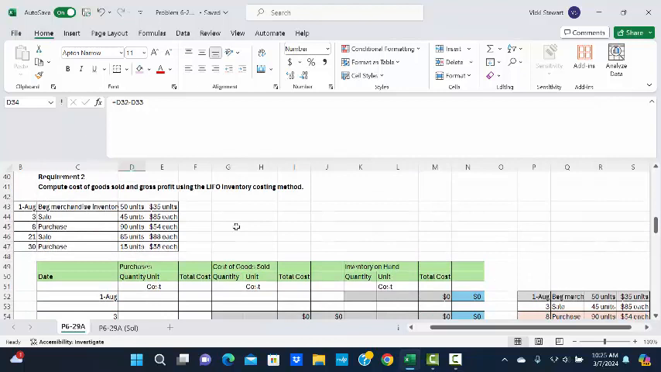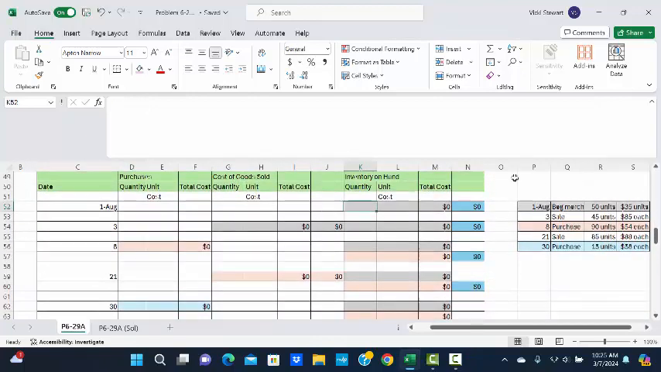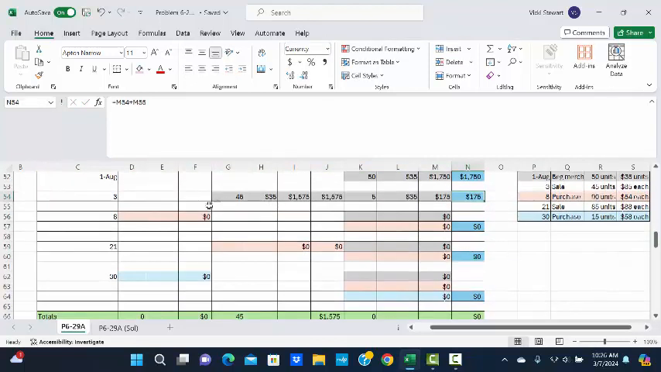Next, under requirement 2, we're going to do the same thing that we did in requirement 1, but we're going to use the LIFO inventory costing method. So we start out at the beginning of the month again with 50 units at $35 each. And then on the 3rd, we sell 45 units. They would still be costed at $35 because that's the only inventory we had on hand and they all cost the same amount. That would still leave 5 units at $35 in ending inventory, which would be $175.